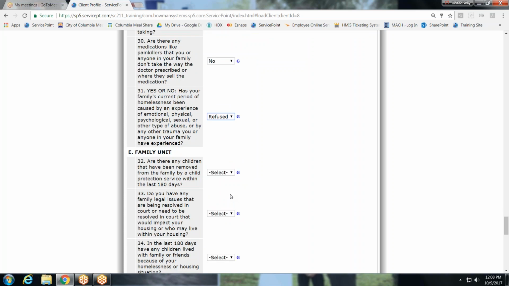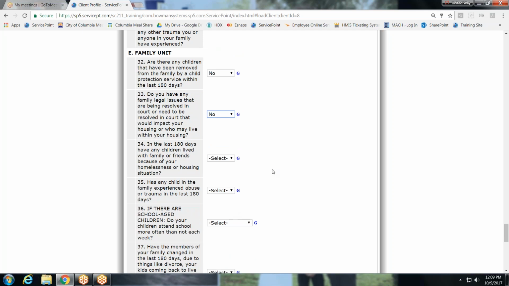Are there any children that have been removed from the family by Child Protective Services within the last 180 days? No. Do you have any family legal issues that are being resolved in court or need to be resolved in court that would impact your housing or who may live within your housing? No. In the last 180 days, have any children lived with family or friends because of your homelessness or housing situation? Yes. Has any child in the family experienced abuse or trauma in the last 180 days? No.